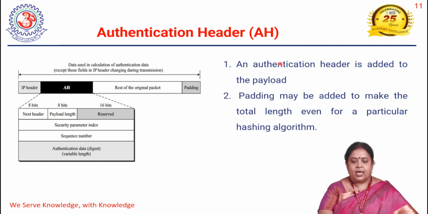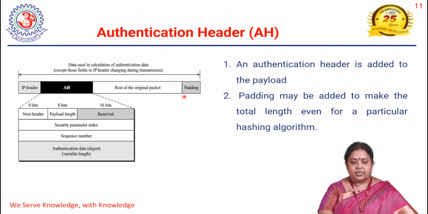See here, an authentication header is added to the payload. To this payload, the authentication header will be added. The data is coming from the transport layer. Here we are going to provide the security. How we are going to provide the security: we give this data to the hash function so that it provides the digest, and that digest is included in the authentication header. That is the procedure. So an authentication header is added to the payload, and padding may be added to make the total length even for a particular hashing algorithm.